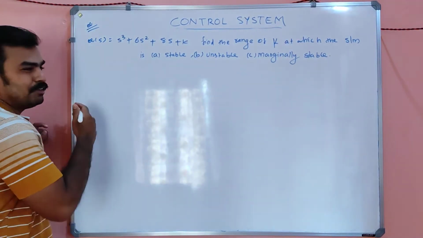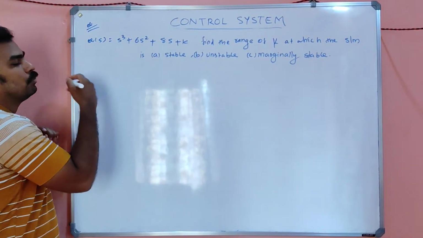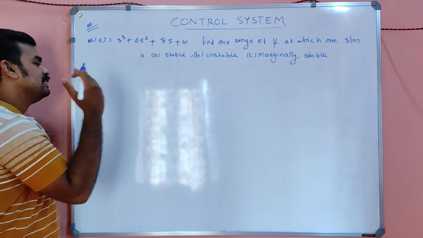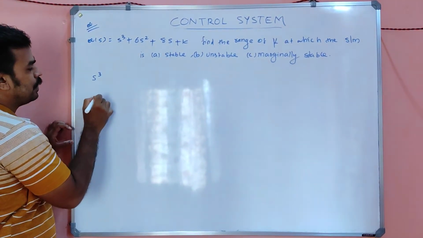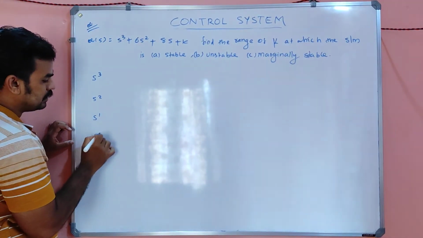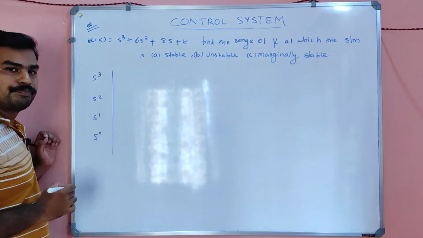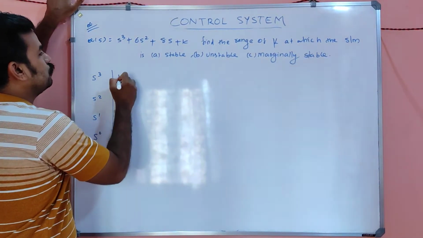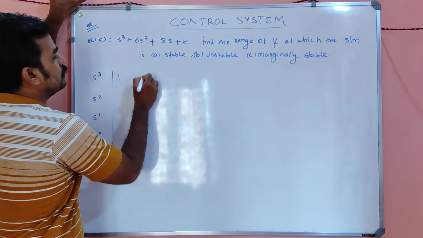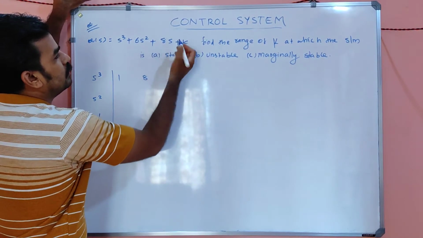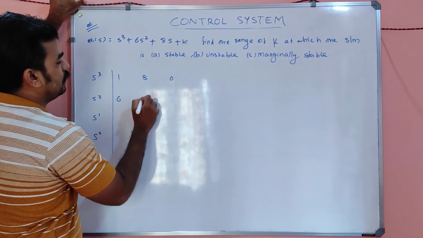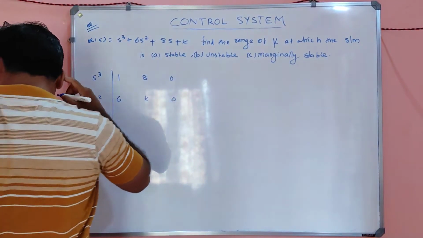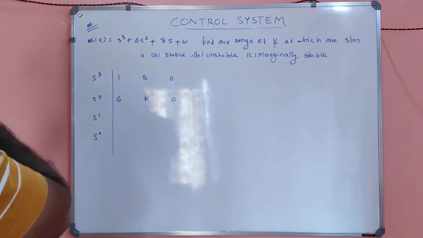So for that we have to create the root table or root stability criteria. It starts from s cube now. So s cube, s square, s raised to 0. Clear? And for that, the alternate coefficients: 1 and 8, and there is nothing, so it will be 0, and 6 and k and 0. Okay, 1, 8 and 6, k and 0.